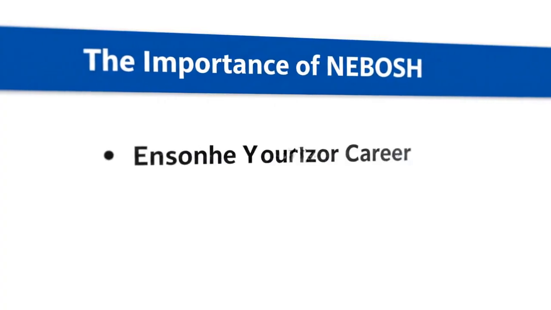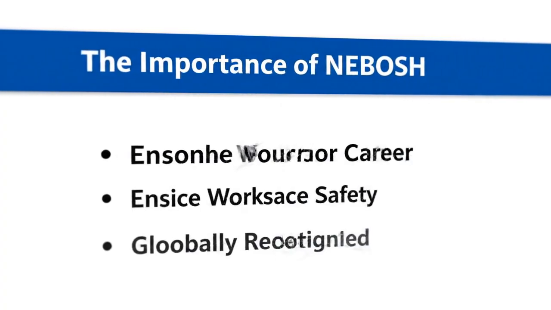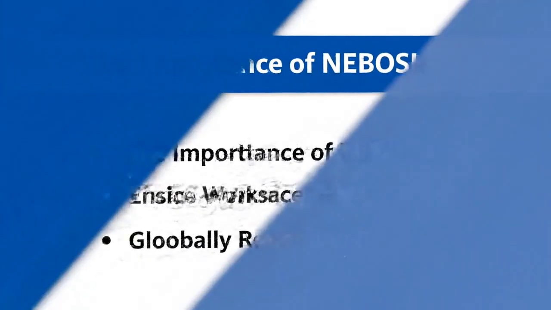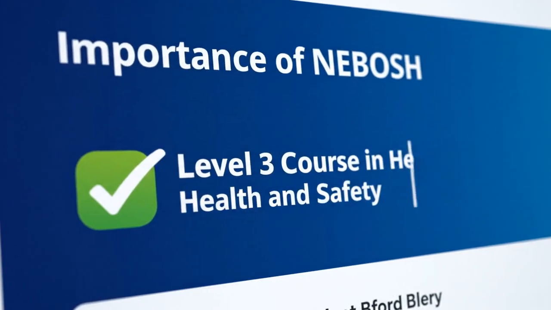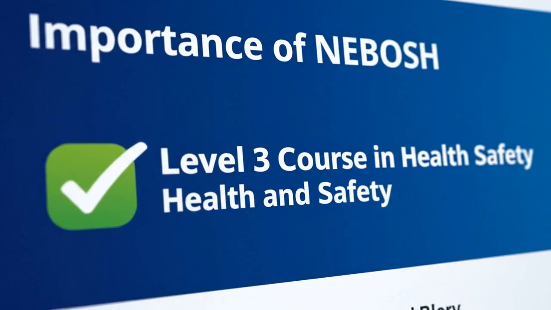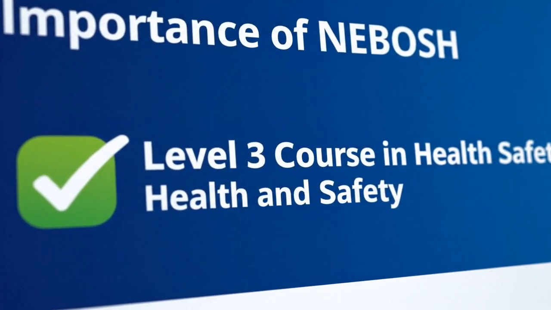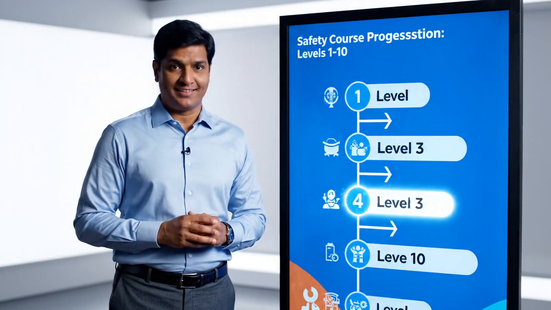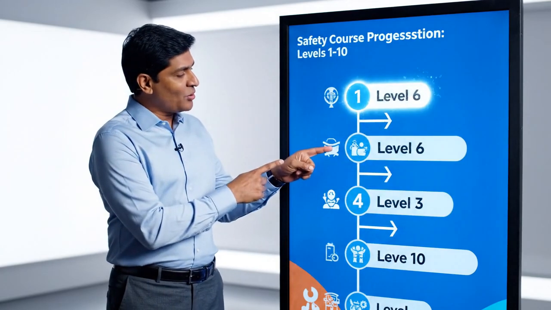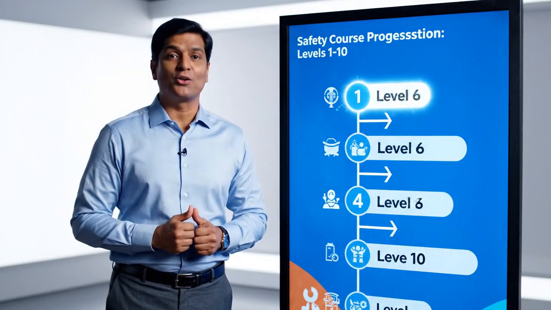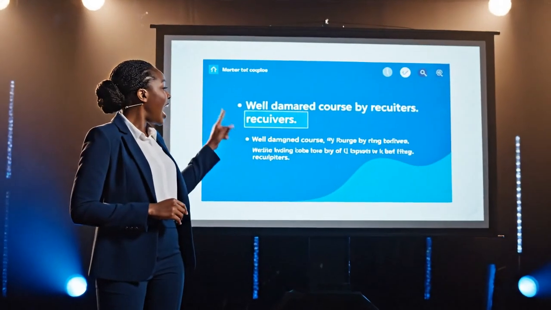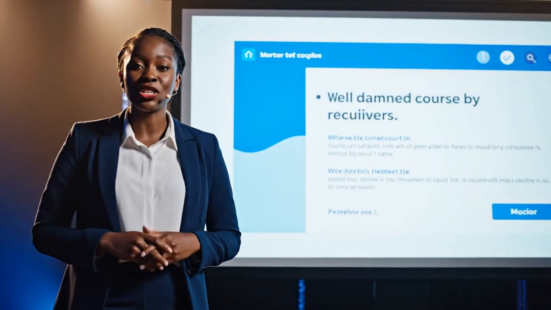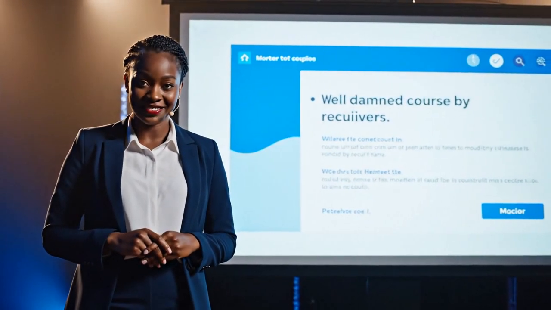Now, let's discuss the importance of the NEBOSH International General Certificate and why you should take it. First, understand that NEBOSH IGC is a Level 3 qualification in health and safety. Safety courses range from Level 1 to 10. Completing this Level 3 course allows you to jump directly to Level 6. This is a highly demanded course. A vast number of recruiters specifically look for this qualification when hiring.